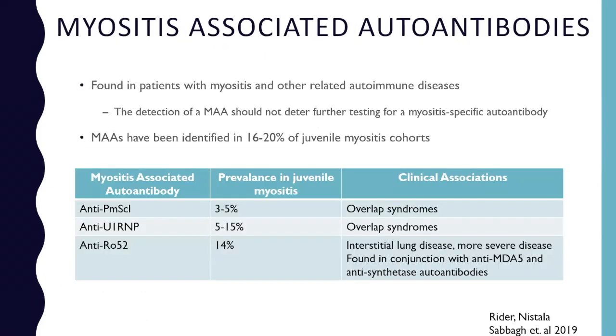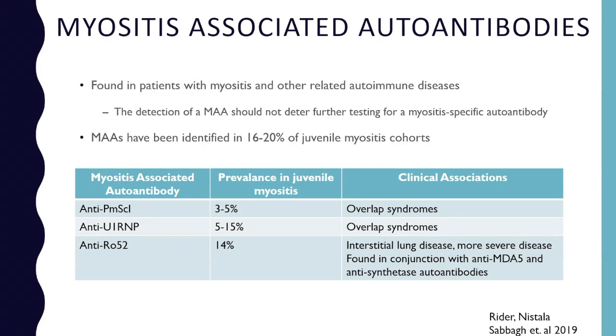The last thing I want to talk about in terms of the different autoantibody groups is myositis-associated autoantibodies. Again, these are autoantibodies that are seen in myositis, but they're also seen in other autoimmune diseases. What's really important to remember is that if a patient has a myositis-associated autoantibody, it doesn't mean that they shouldn't go on and be tested for a myositis-specific autoantibody, because they can occur together. Myositis-associated autoantibodies are identified in about 16 to 20% of juvenile myositis patients. The three most common ones I have here in this chart.